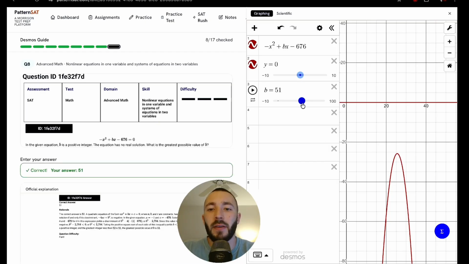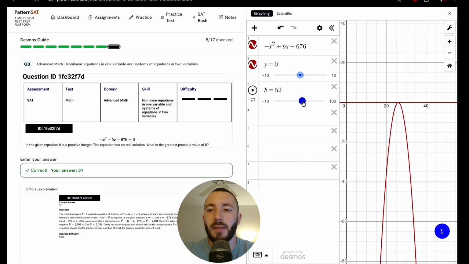So this is using a slider for a constant and comparing two different functions, basically y equals 0 and this function over here.